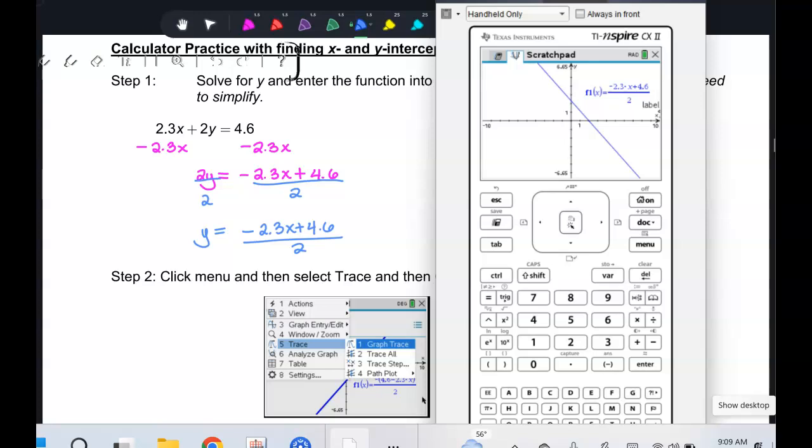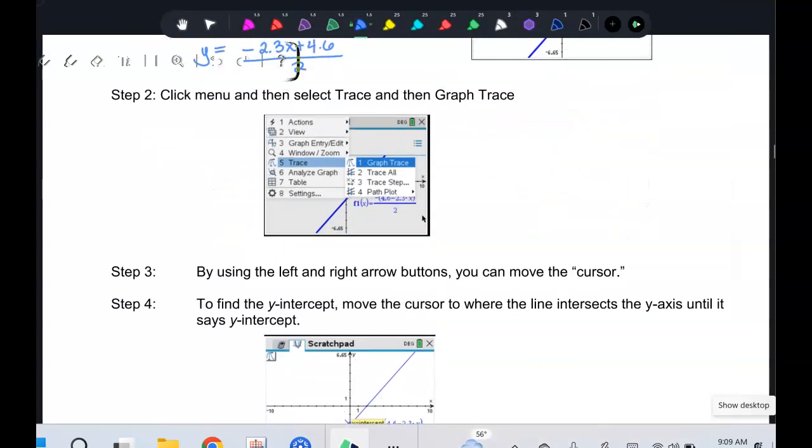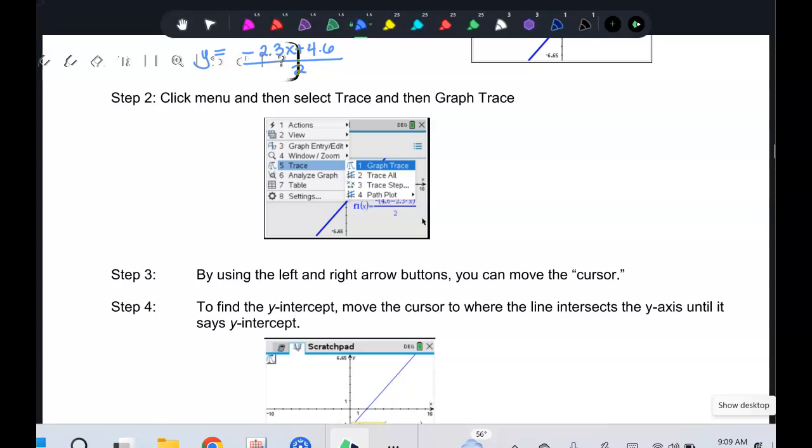What's step 2? We want to click the menu button. Do you see the menu? We want to click trace, and graph. Click menu, guys. All you need to do is read the steps. So click the menu button, and then click trace.